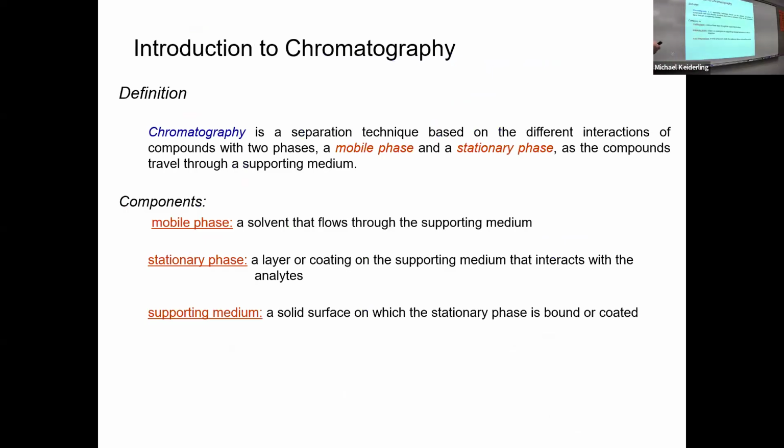Then we have chromatography. Chromatography is the separation technique based on different reactions of compounds. There's 2 phases. There's a mobile phase and a stationary phase. The mobile phase is whatever flows through the supporting medium. The stationary phase is some layer or coating on the supporting medium that interacts with the analyte. And the supporting medium is just a solid surface on which the stationary phase is bound or coated.